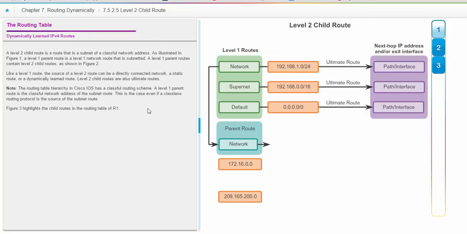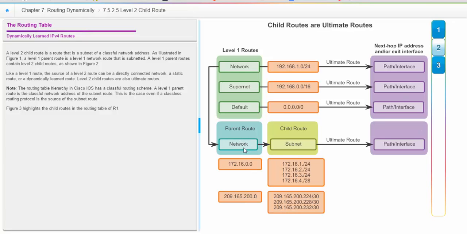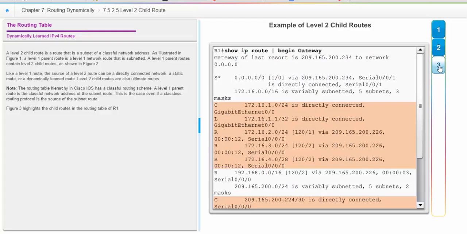The level 2 child route is a route that is a subnet of a classful network address. So here we have our parent route, and the parent has a child route. So here's the parent route on the network. Here's the child route. It's the subnets. And here you see them also. It's connected. It's directly connected. These are RIP as well.